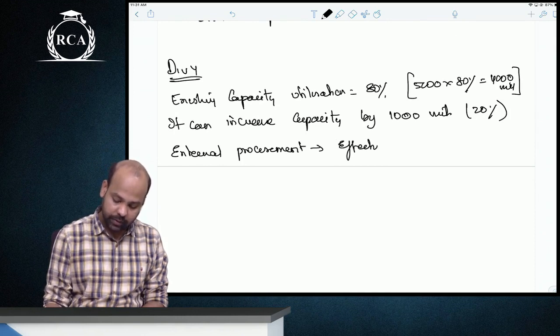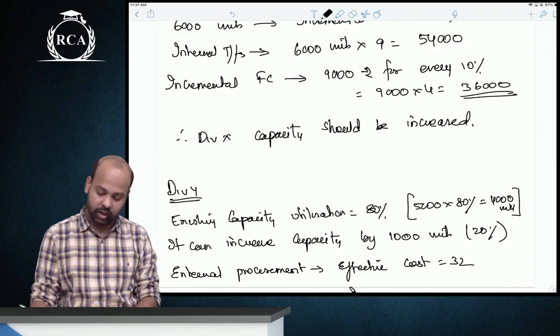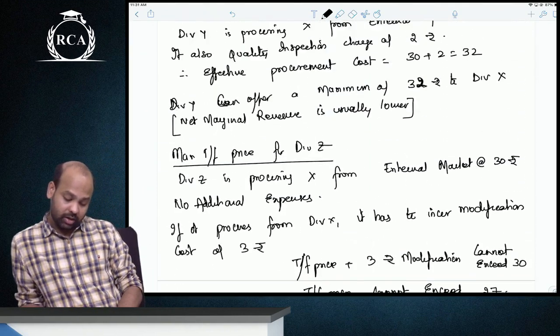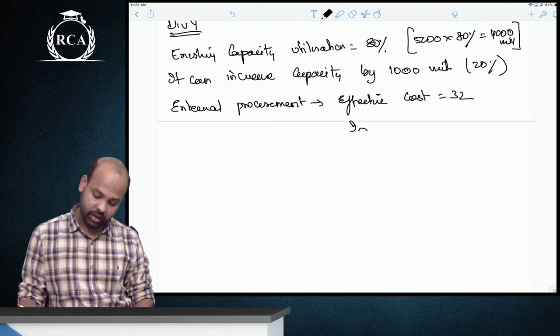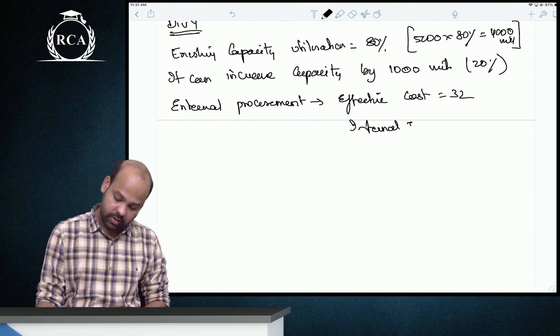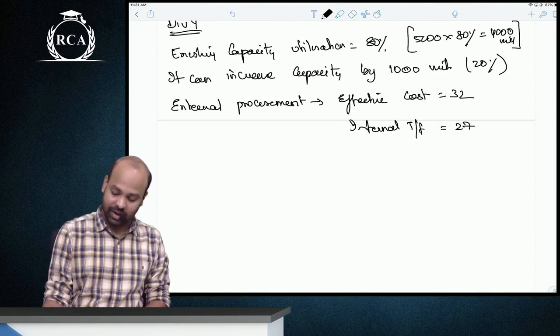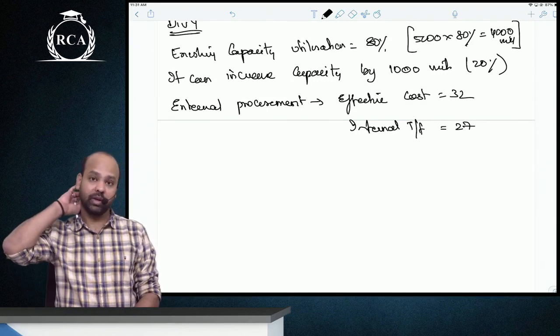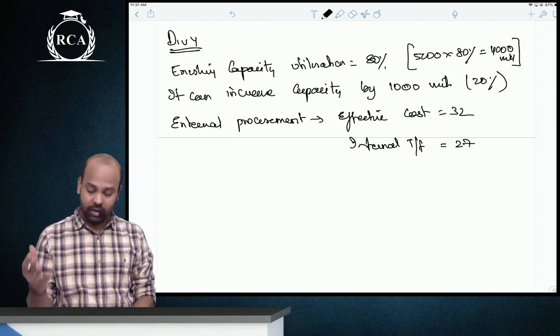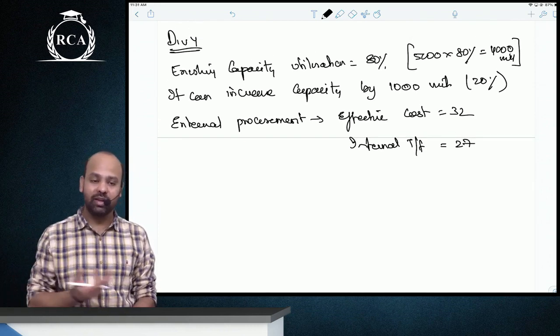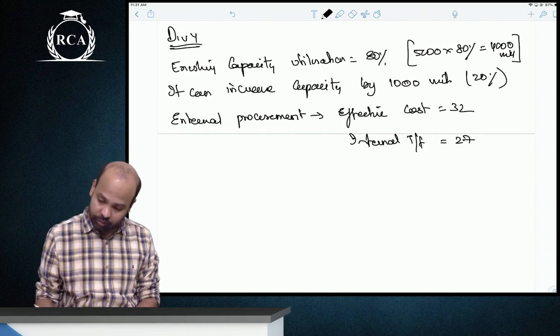whereas internal transfers are costing them only 27 rupees now. Internal transfers are only 27 rupees. Yes or no? Yes, sir. So here they are obviously in a beneficial position. They're making more profit.